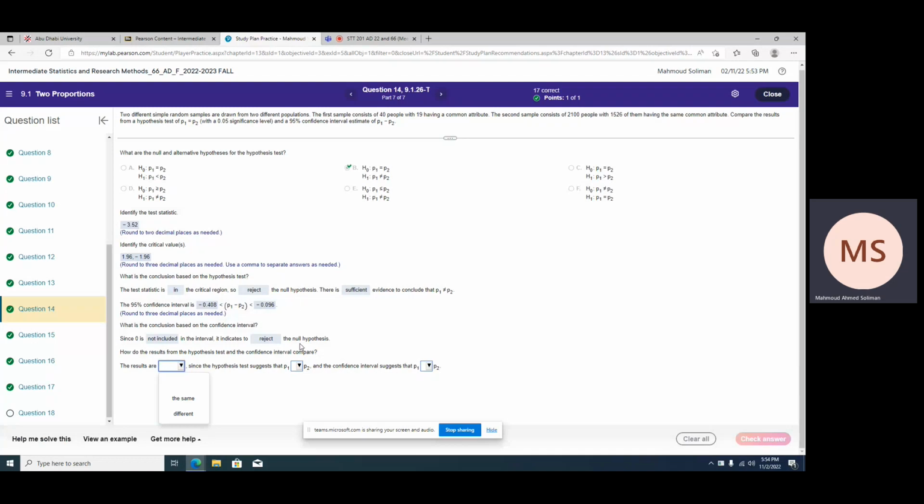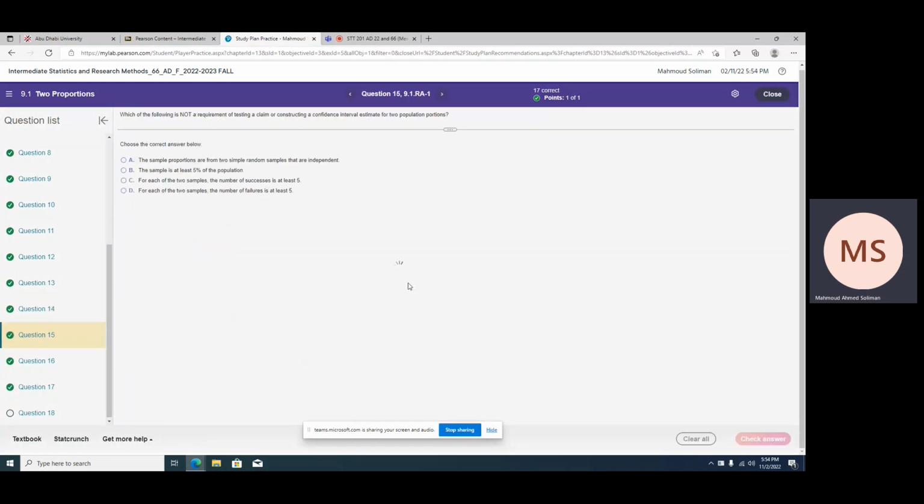For me, I put it here, minus. We rejected the null hypothesis. Round it up here. Because we reject here and reject here, it's the same. That means the hypothesis test says P1 not equal P2. And this one, because it's the same, it's also not equal. We finished. So next.